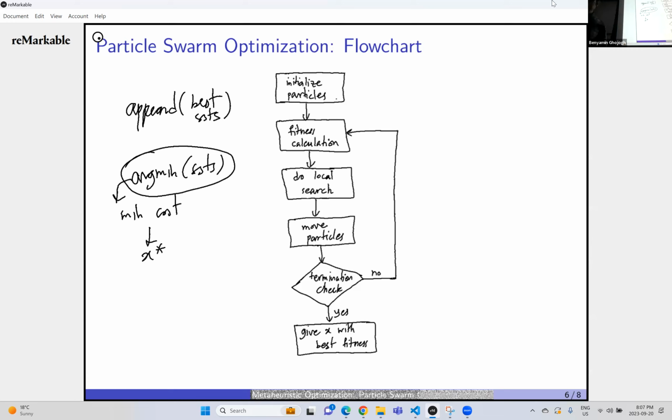Fitness calculation, do local search, then move particles. The way I'm thinking about it, like the treasure hunting analogy, is you would be searching first, and once you find something, then you do the fitness calculation, right? Maybe I'm misinterpreting what fitness calculation is referring to. I understood what you're saying. Let me think.